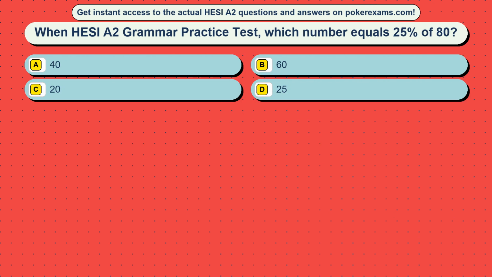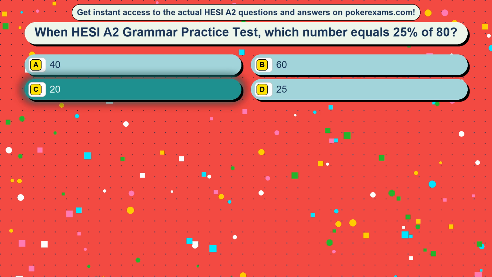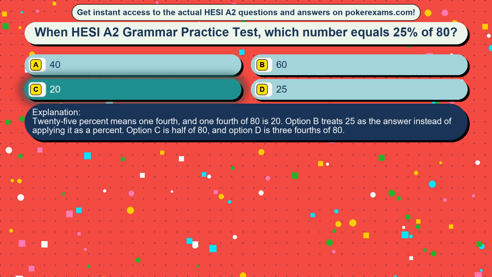Question 39. When HESI A2 Grammar Practice Test, which number equals 25% of 80? Option A 40, option B 60, option C 20, option D 25. The correct answer is option C, 20. 25% means 1/4, and 1/4 of 80 is 20. Option B treats 25 as the answer instead of applying it as a percent. Option C is half of 80, and option D is 3/4 of 80.